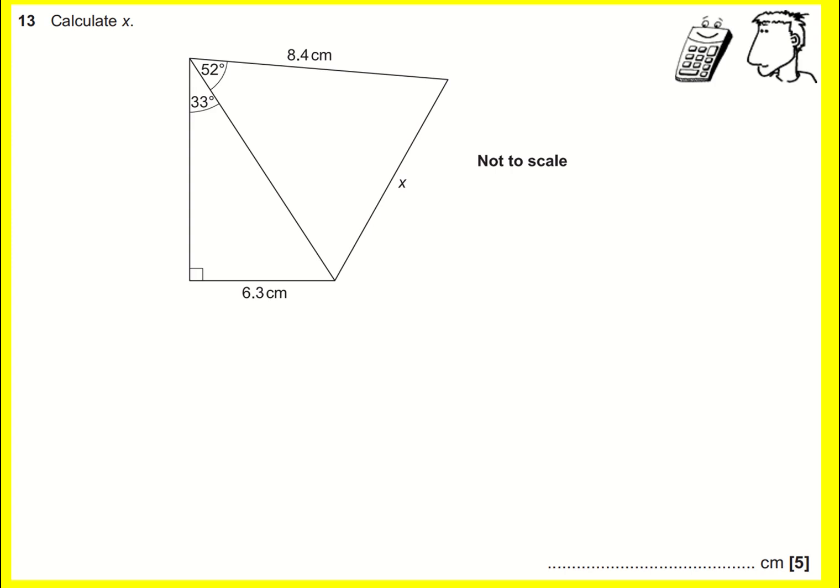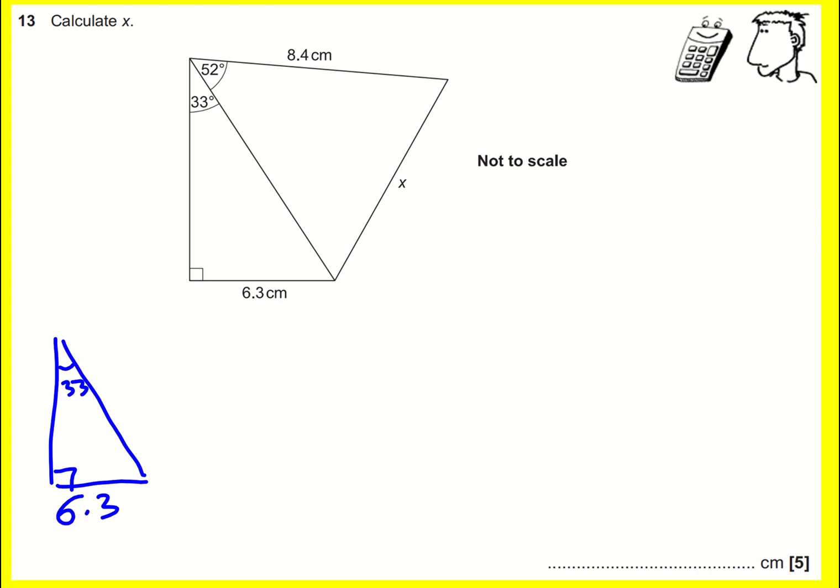Right, two triangles in this question, and we're being asked to find x. I think it helps to just draw the triangles separately to start with, because sometimes it's just a case of finding what you can find. So if I've got 6.3 and 33 degrees here, then using trigonometry, because I've got a right angle, I could find either this side on the left or this hypotenuse.